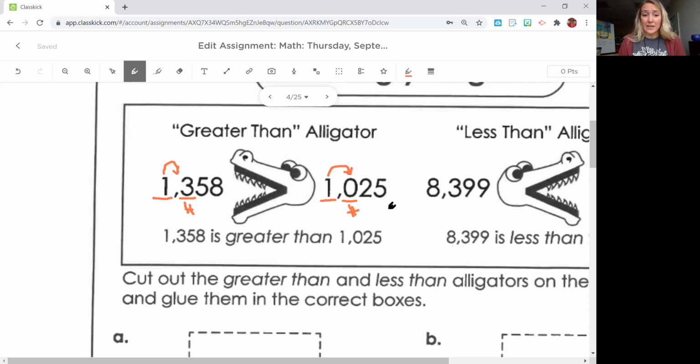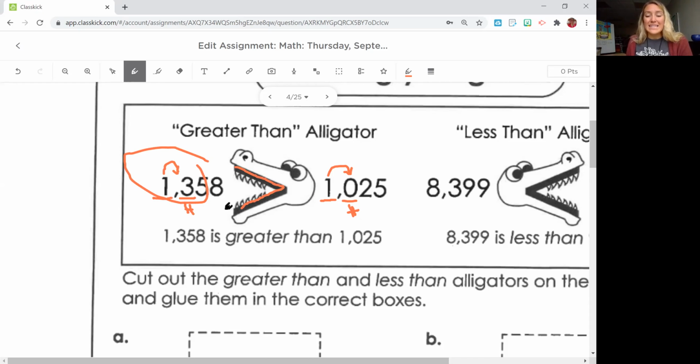Now, is 3 or 0 larger? That should be an easy one. 3 is larger. If the two numbers are not the same digit, and one is larger and one is smaller, the larger digit makes the larger number altogether. Alligators love to eat the largest numbers. They have big bellies. So you'll always open up your symbol to the larger number.